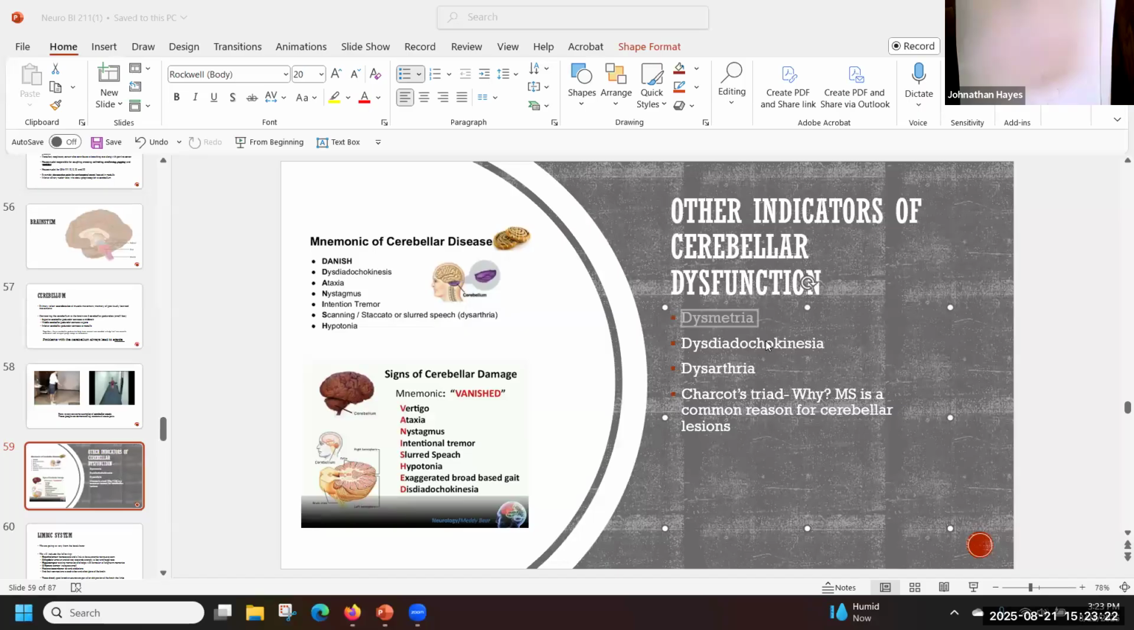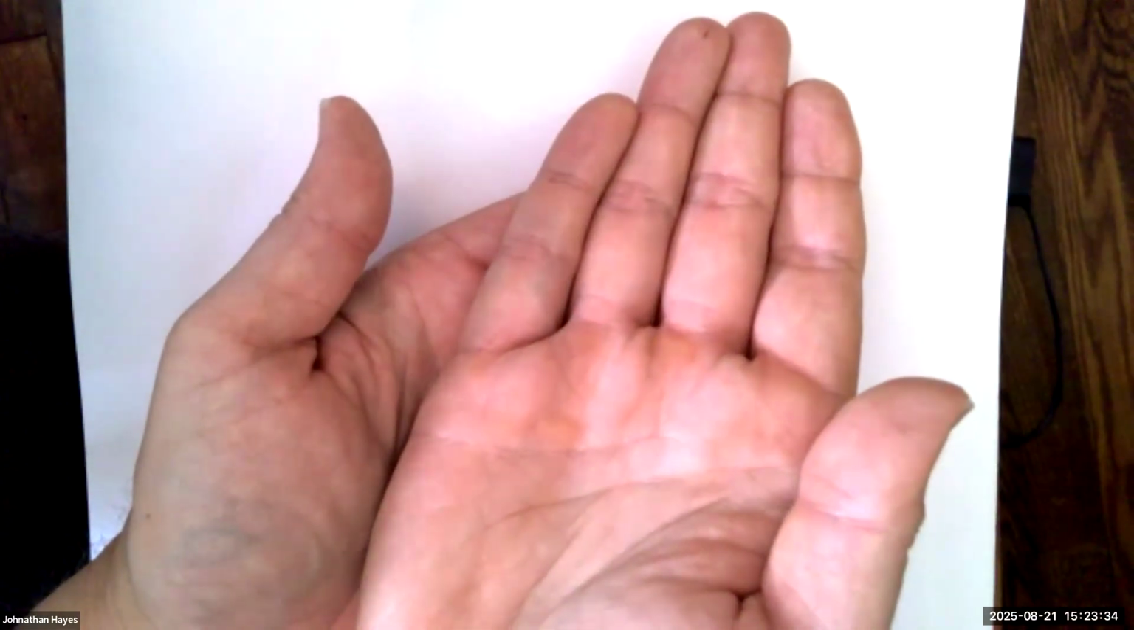The dysdiadochokinesia, that's where you have difficulty with rapidly alternating movements. So you can YouTube this if you want to, but a lot of times the test for that is you just have them take their hand sitting on top of their other hand, and you have them flip it like this back and forth.